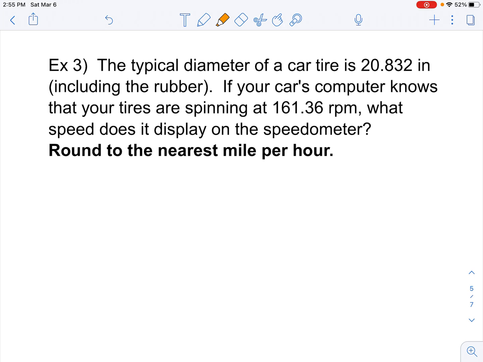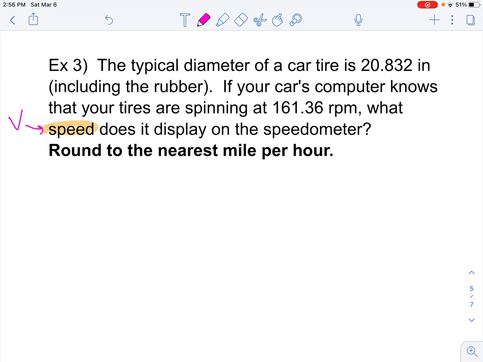All right, so let's take a look at the next example. It says the typical diameter of a car tire is 20.832 inches, and that includes the rubber on the outside. If your car's computer knows that your tires are spinning at 161.36 RPM, which remember is rotations or revolutions per minute, what is the speed display on the speedometer? Okay, so remember your speed on your speedometer is going to be miles per hour.